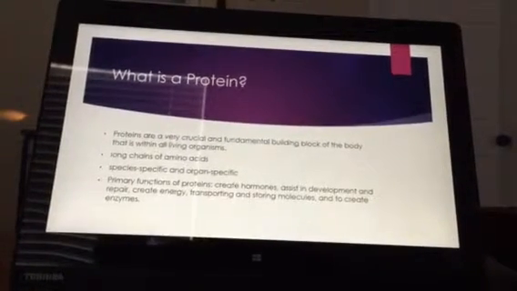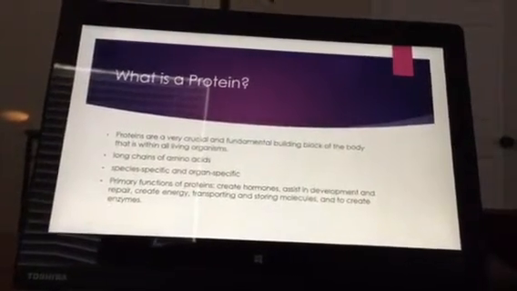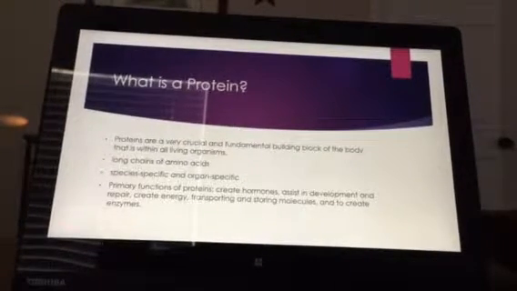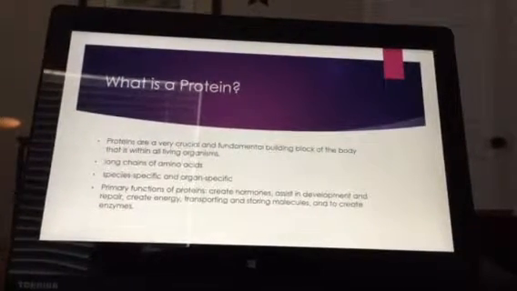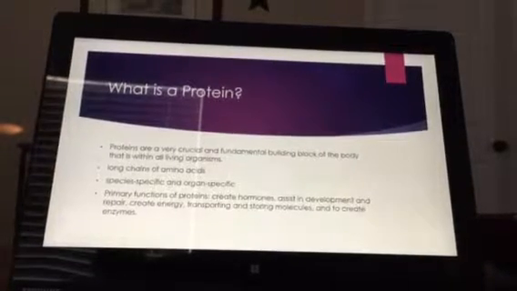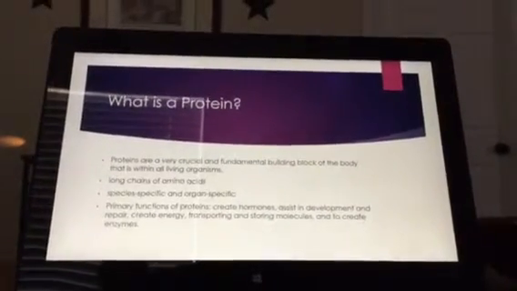Primary functions of proteins are to create hormones and assist in development and repair. They create energy, and they transport and store molecules. They also create enzymes.